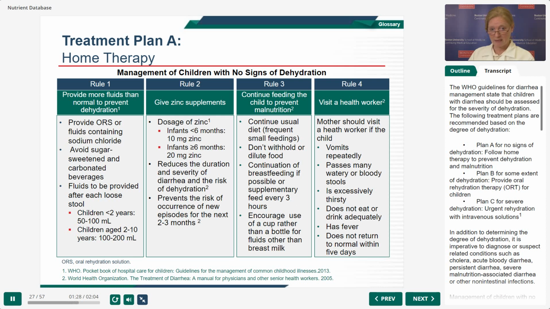The following rule is basically a referral rule, and this is when the child's diarrhea and symptoms are worsening. The mother should visit a health worker if the child vomits repeatedly and passes many watery or bloody stools, is excessively thirsty, does not eat or drink adequately, has fever, or does not return to normal within 5 days. So all those are red flags, and you want to send this patient for further evaluation at that time.